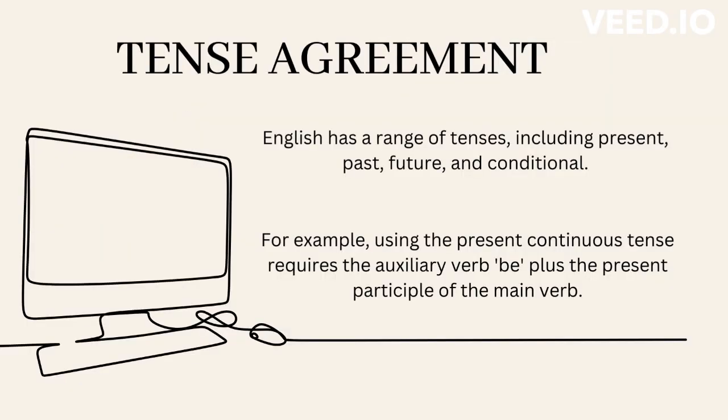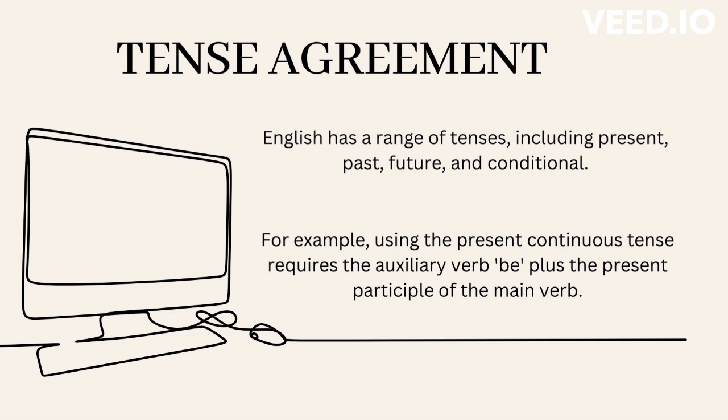Tense agreement is a topic in grammar that can be difficult to master. It involves understanding the correct use of different verb tenses to convey the time of an action or event. English has a range of tenses, including present, past, future, and conditional. Not only do learners need to learn how to recognize and use these tenses, but they also need to understand how to use auxiliary verbs correctly to create different tense forms.